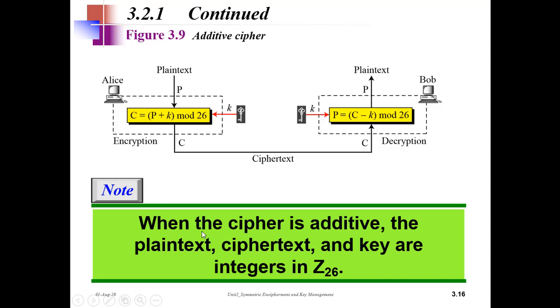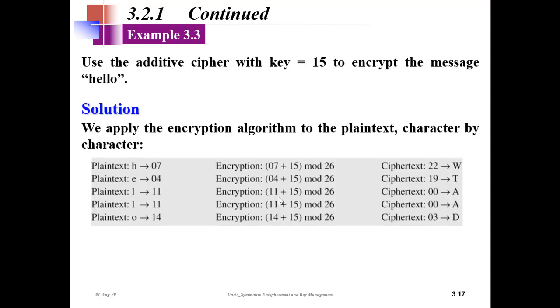Okay. So when the cipher is additive, the plain text, ciphertext and key are integers in Z26, meaning from 0 to 25 always. So if we are getting an answer as 27, it is wrong. So let's use the additive cipher with key 15 to encrypt the message hello. We apply the encryption algorithm to the plain text character by character.